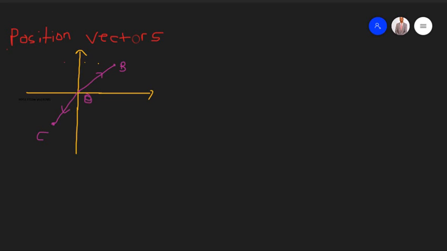We can also look at other position vectors. We can say OA. That's also a position vector because it emanates from the origin.